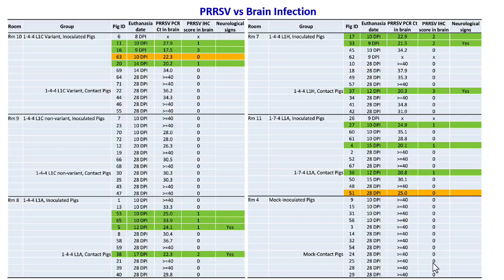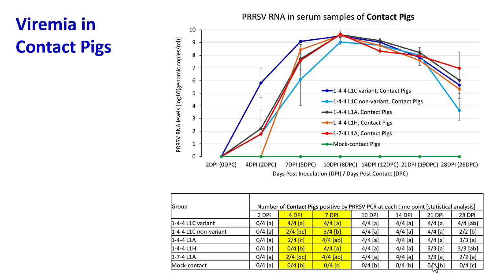Also, I wanted to emphasize one thing. Interestingly, except for the L1C non-variant strain, the other 4 all caused infection in brain samples. I have some videos I won't have time to play today, so I just want to bring that to your attention. Regarding the contact pigs, I just showed the one slide.